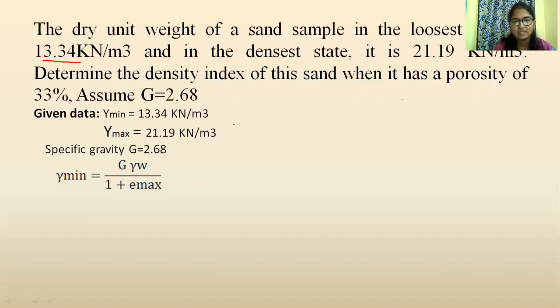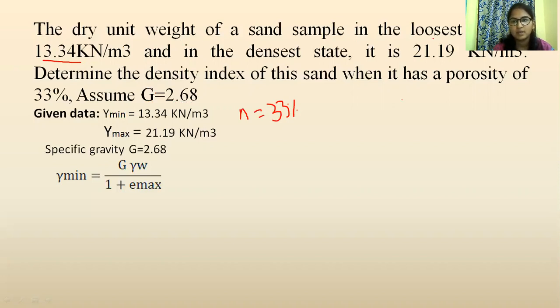Porosity n is equal to 33%. Assume G, specific gravity, is equal to 2.68. Here, first of all, write the given data: dry unit weight, symbol gamma, of a sand sample in the loosest state.